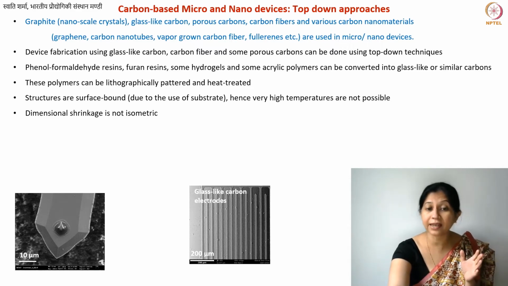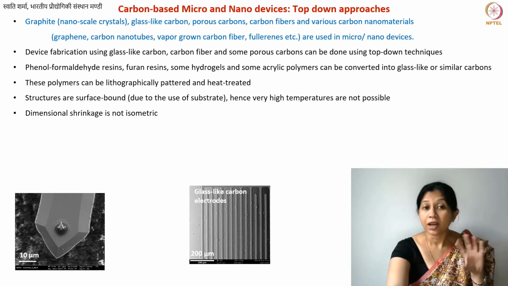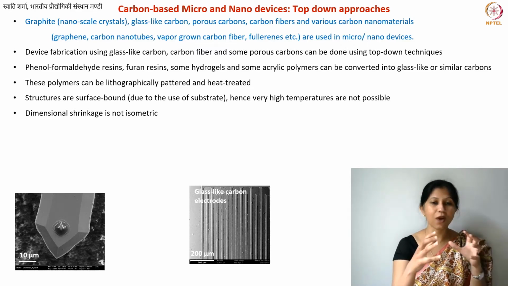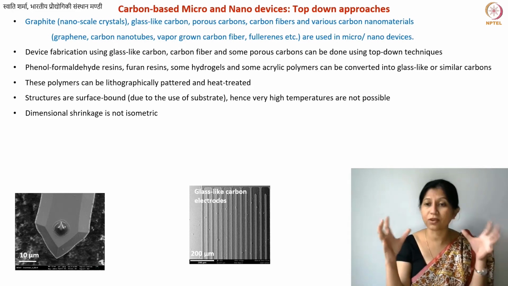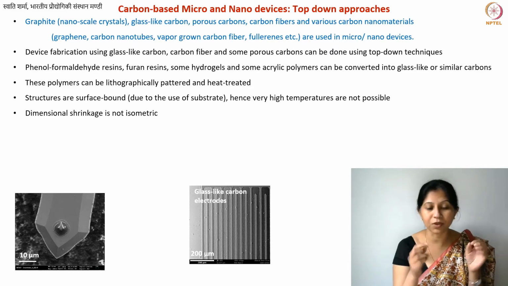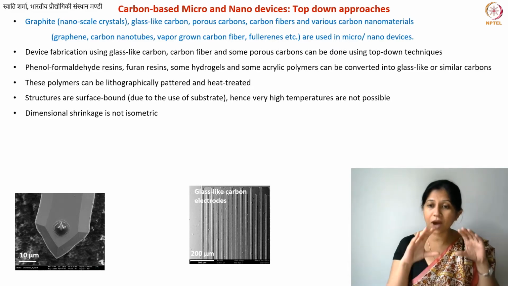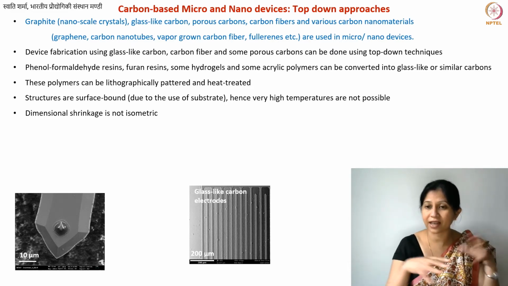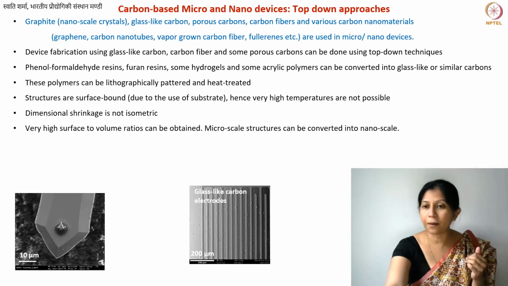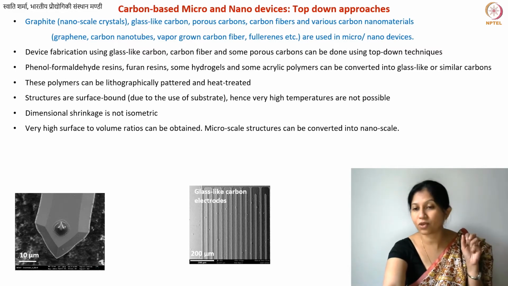Another problem is that you also have non-isometric shrinkage. What does that mean? Typically, if you have something in space or a freestanding structure, it will shrink from all sides. But in the case of surface-bound structures, one side does not shrink as well as the other sides. We had discussed this in the past anyway. So this is basically the idea. These are the challenges that you have to think of.